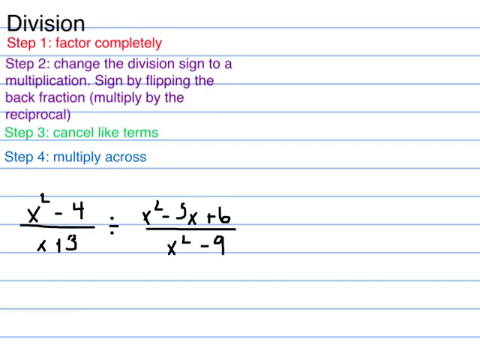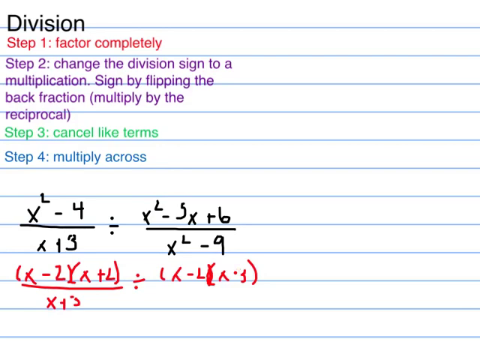Let's say I have the expression x squared minus 4 over x plus 3 divided by x squared minus 5x plus 6 over x squared minus 9. The first thing we want to do is factor this completely. So we have x minus 2, x plus 2, over x plus 3, divided by x minus 2, x minus 3, over x plus 3, x minus 3. That's the first step, just factoring completely.